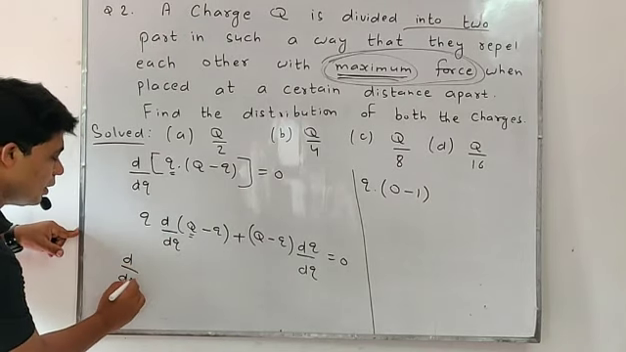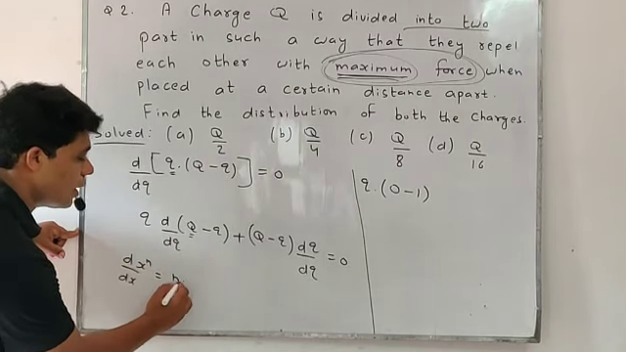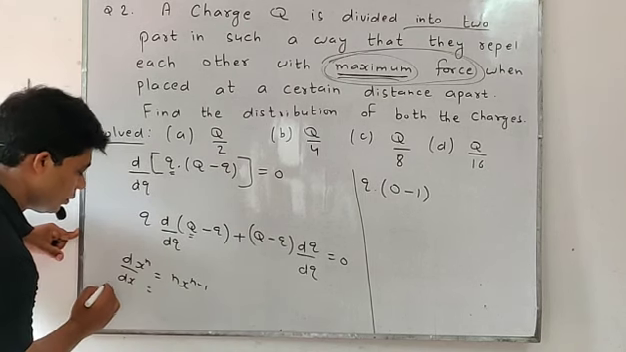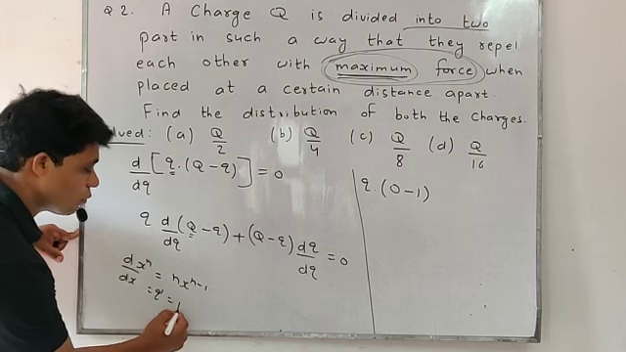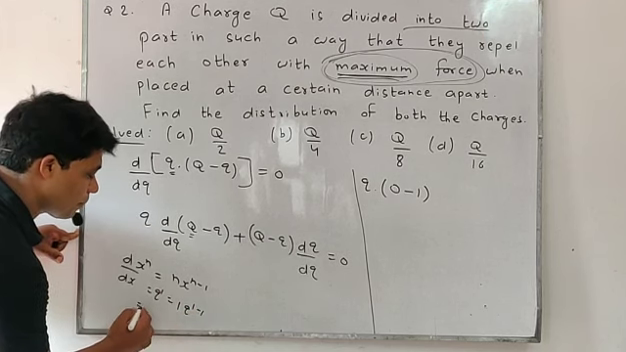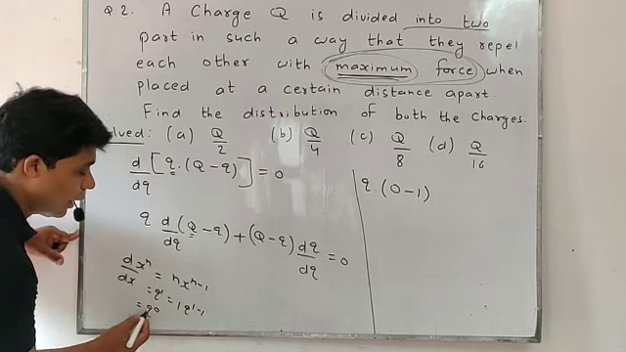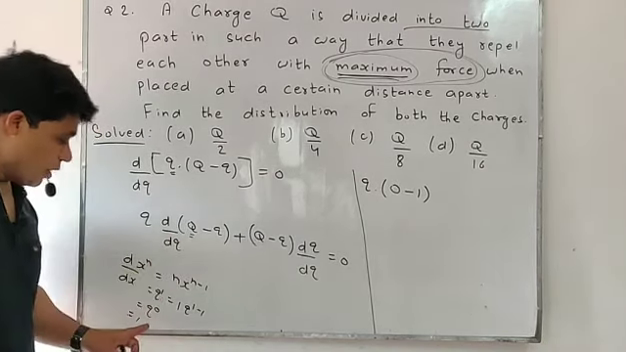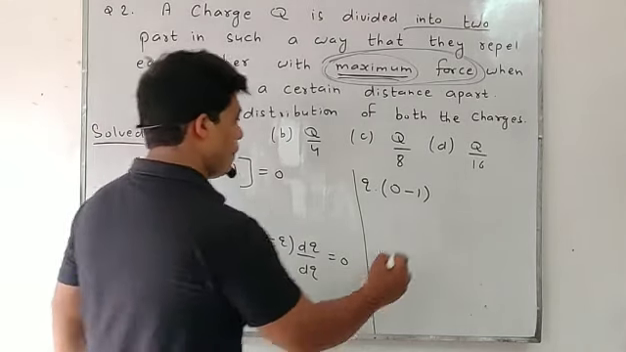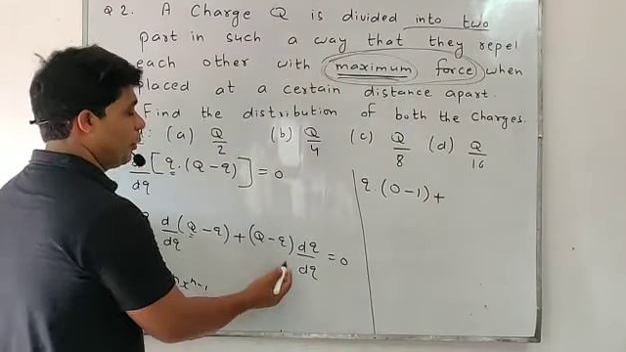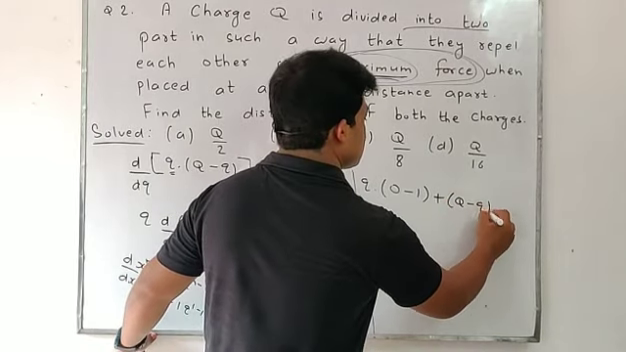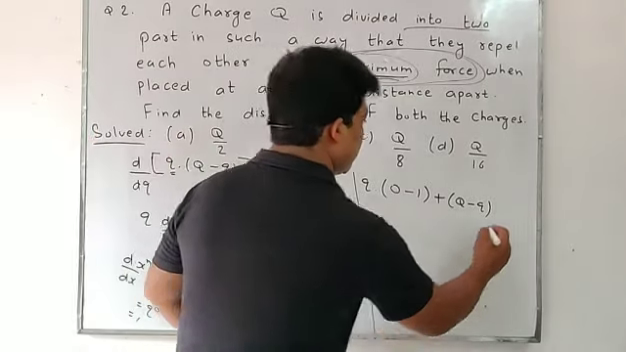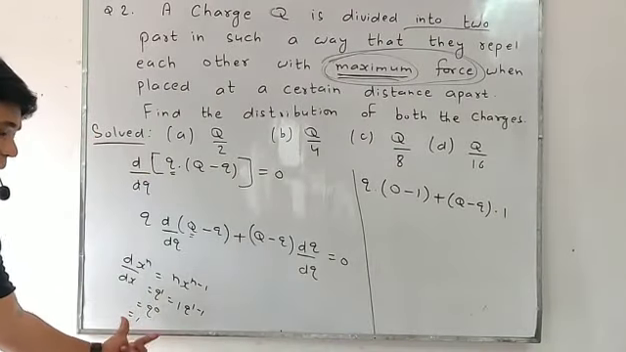D by dx of x to the power n is n x to the power n minus 1. On account of that, q having power 1, so 1 into q to the power 1 minus 1. 1 minus 1 is 0, and q to the power 0 means what? 1. In this way, the differential of q with respect to q will be 1. Plus capital Q minus small q as it is, again the differential of q with respect to q will be 1 on account of this formula.